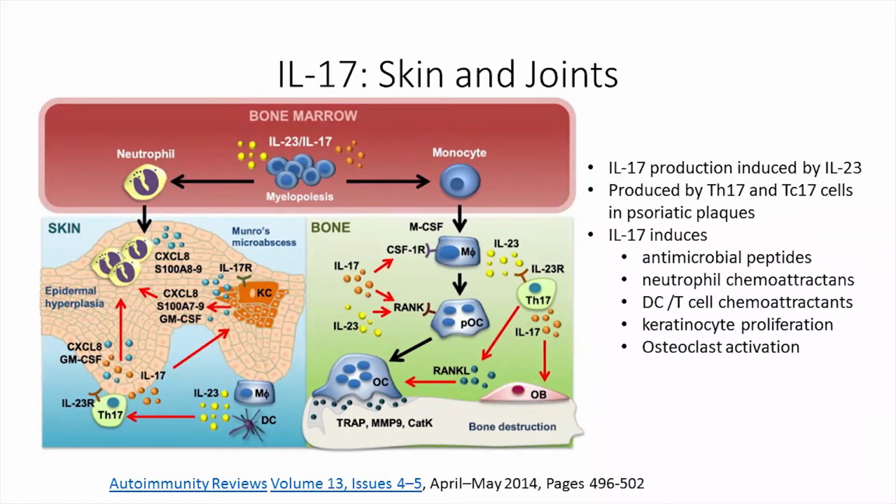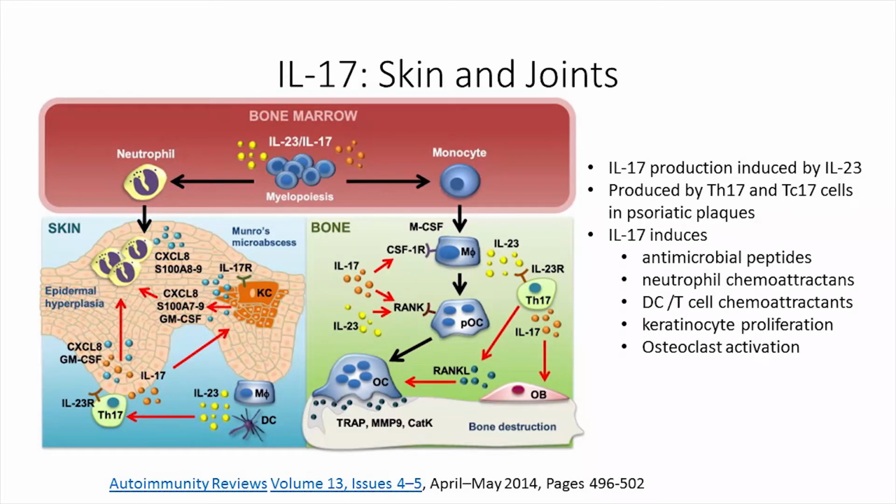So the IL-17 is acting on the joints and it's acting directly on the keratinocytes. IL-17 induces the production of antimicrobial peptides, which we know are important in the skin in psoriasis. Neutrophil chemoattractants. So when we look at the histology of psoriasis, we see Munro's microabscesses. Those neutrophils are being brought in, and IL-17 is important in that pathway. Also in dendritic cell and T cell chemoattraction as well. IL-17 directly induces the proliferation of keratinocytes.